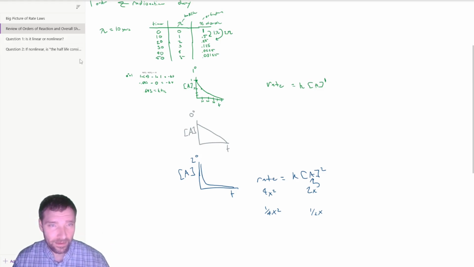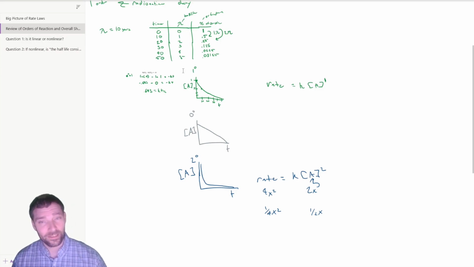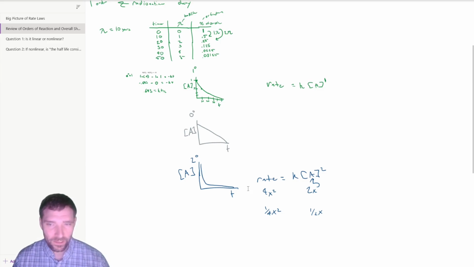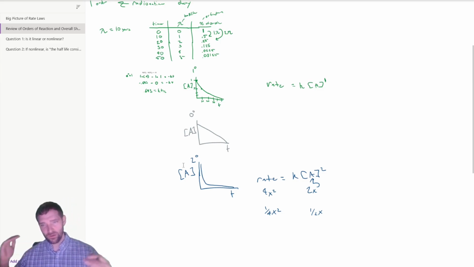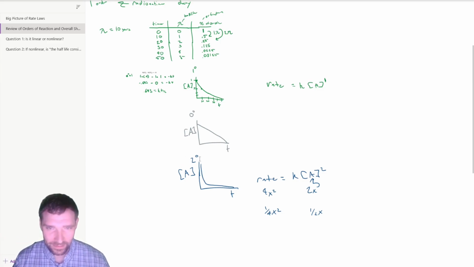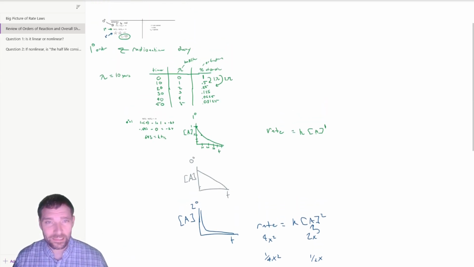And then is the half-life consistent or not is basically asking, is this first order or second order? Because if it has a consistent half-life, then that would be first order. If the half-life seems to change over time, then that's going to be second order, or potentially zero order if you haven't thought about linear or nonlinear beforehand. So that's the main idea of what we're looking at today, and we'll look at some example problems of how this might be useful.